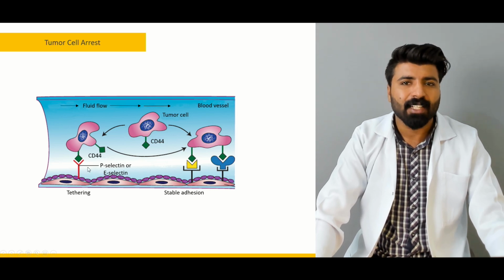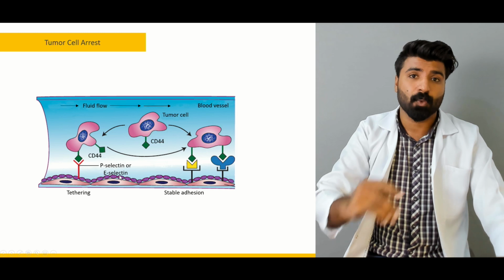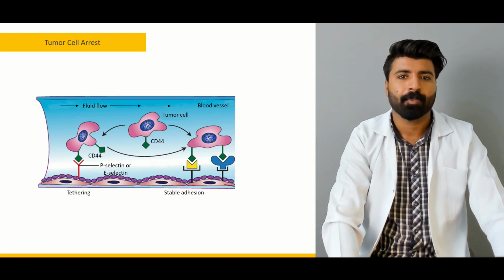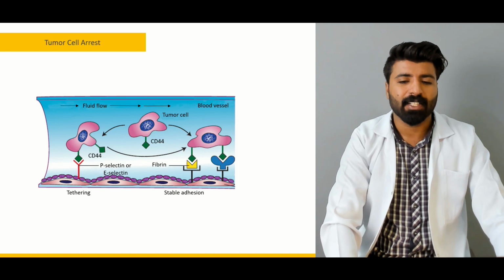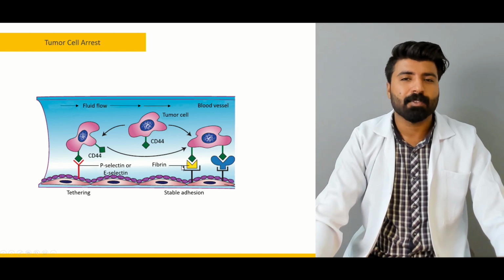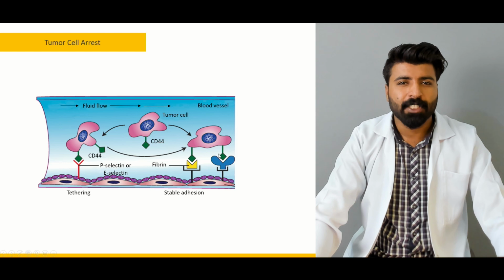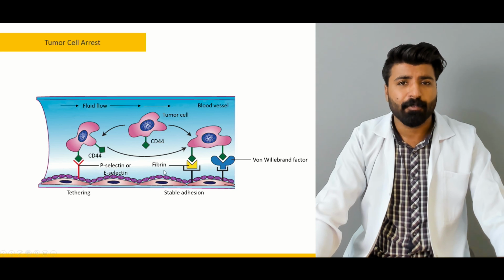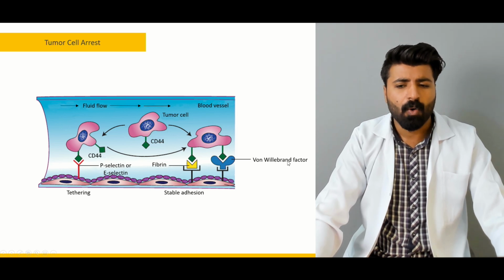They're either P-selectin or E-selectin, and in most cases you have to remember it's going to be P-selectin. That is just mentioned here. So P-selectin or E-selectin, but with time it develops that fibrin particle which gives it a stable adhesion. And right with stable adhesion, this fibrin factor, we have von Willebrand factor. Now, how does this happen?